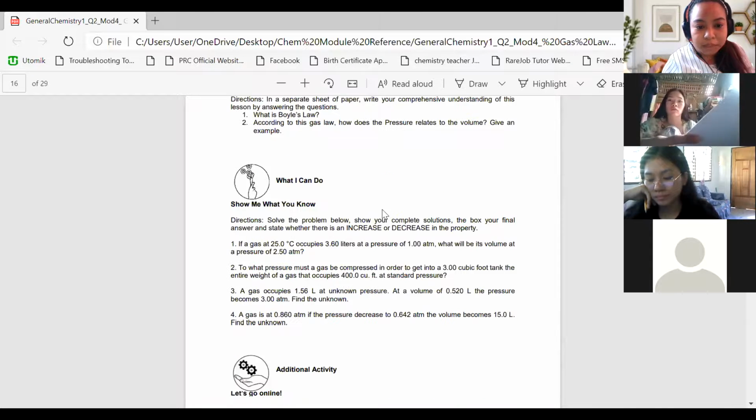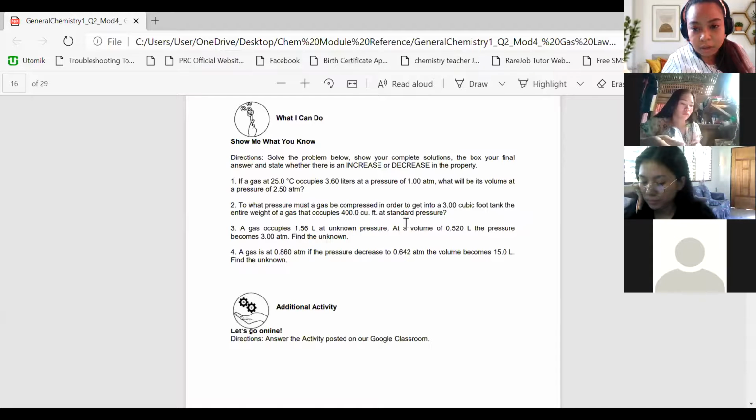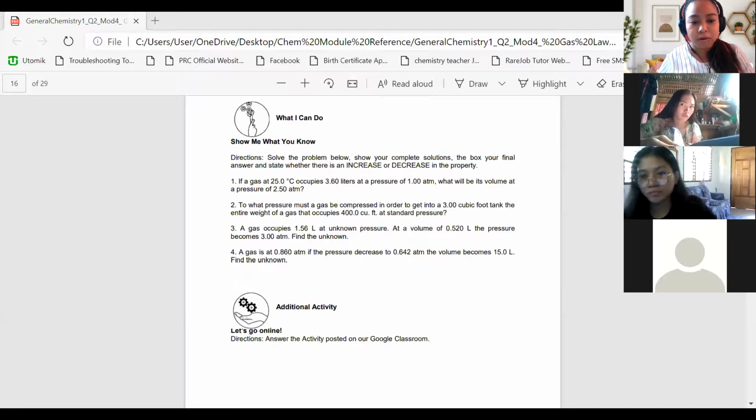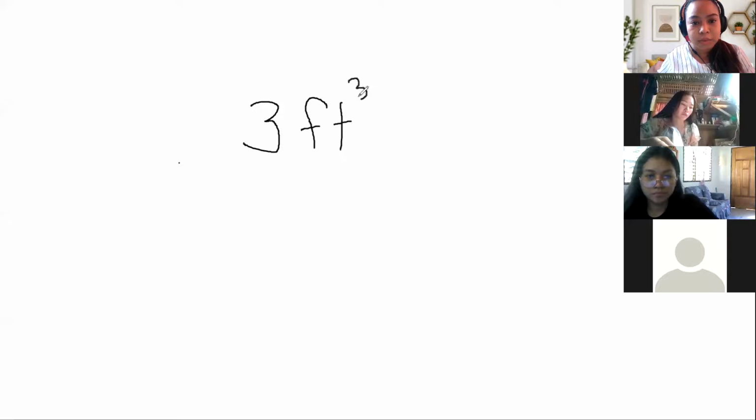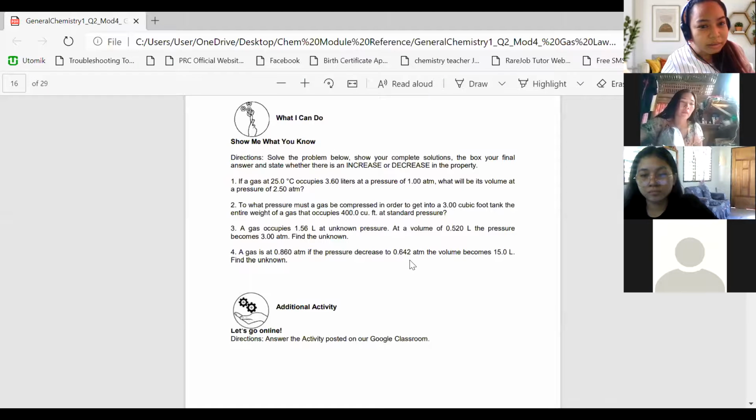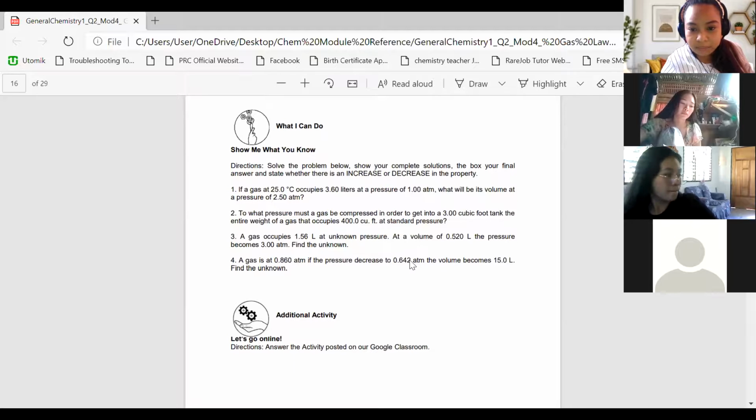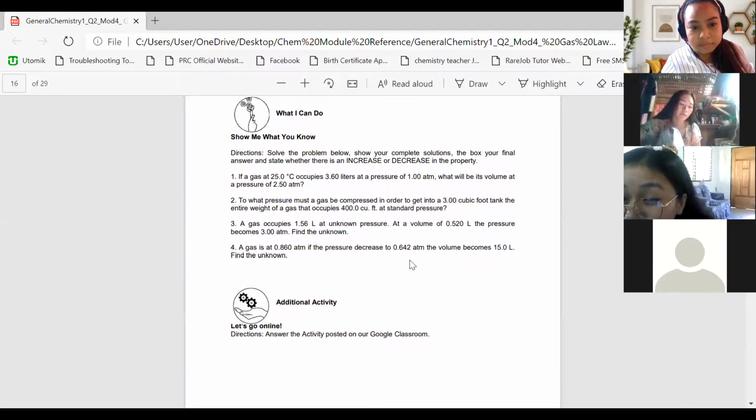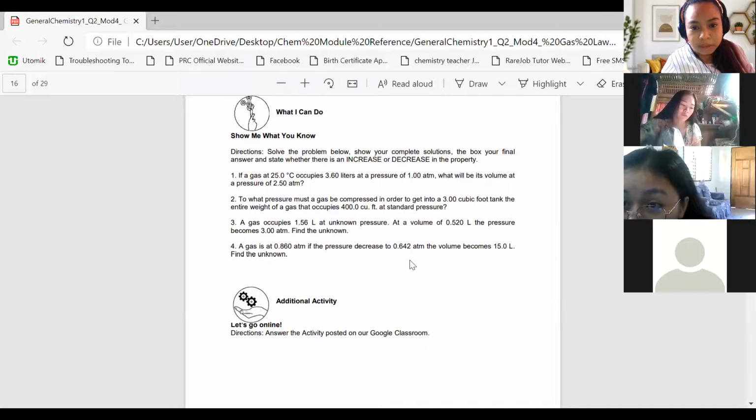Convert in What I Can Do, ma'am. Cubic foot? FT3, the 3 is an exponent. Convert it to meters, ma'am. Example 3 cubic feet. How do we solve this? Is there a conversion factor? There is pressure, and there are two unknowns here.